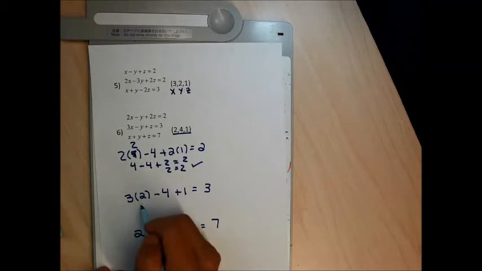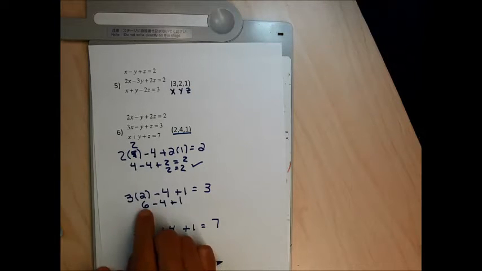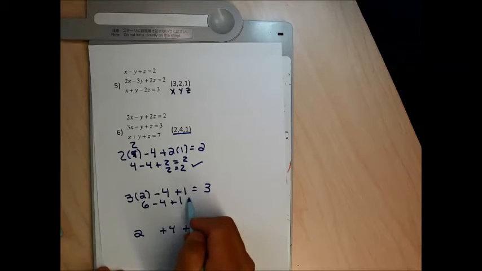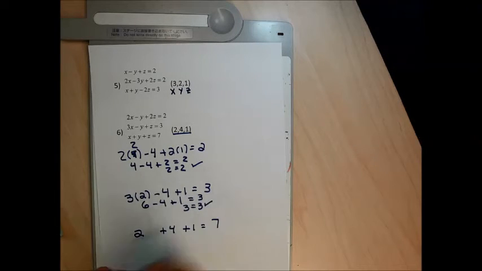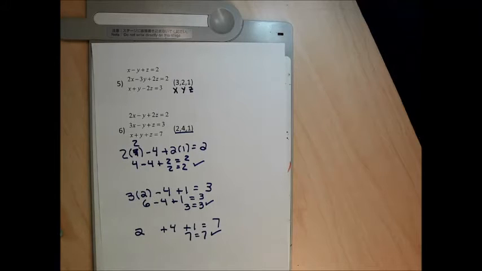So I need to check that independently. For the middle check, I'm going to get 6 minus 4 plus 1. 6 minus 4 is 2, plus 1 is 3. So that's also going to give me a different true statement, but a true statement. And the last one, I get 7 equal to 7. So I've verified that my solutions are correct. And that's really a good idea to do.